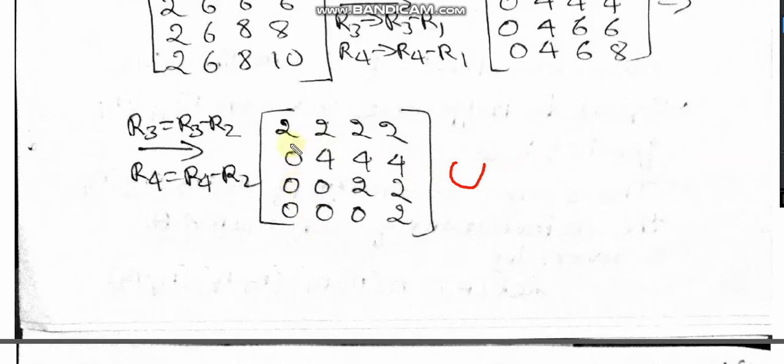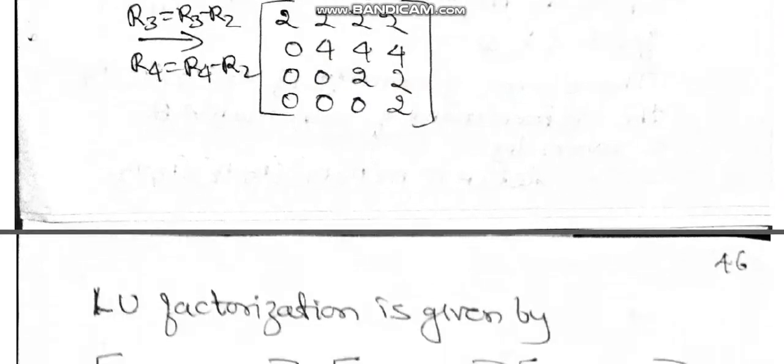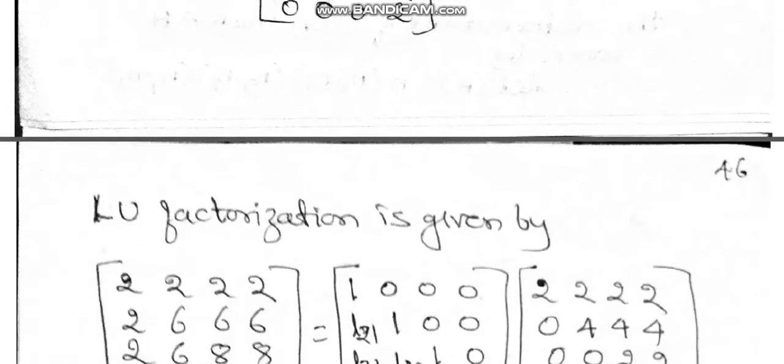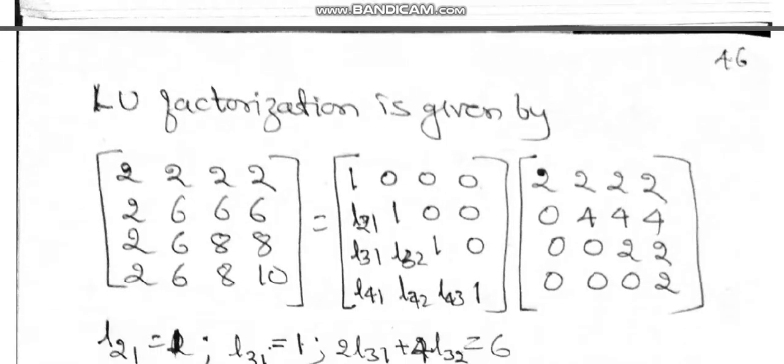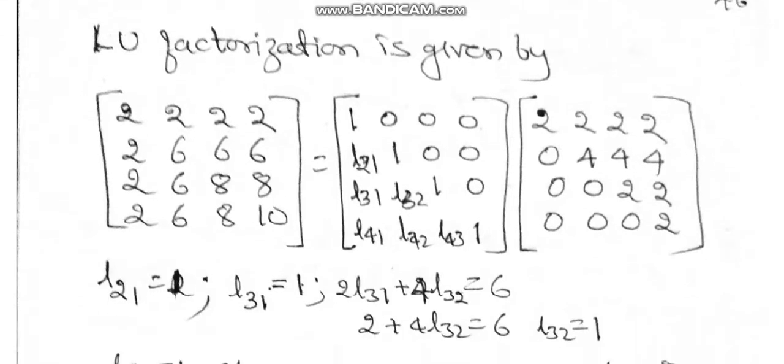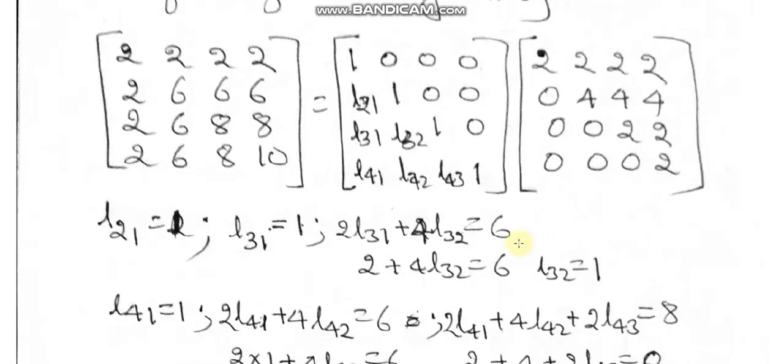So what will be the determinant? 2 into 4, 4 into 2, and into 2. That is 2 into 4, 8, 8 into 2, 16, 16 into 2, 32 will be the value of the determinant. So that will be the easiest method. And if LU factorization is asked, you can do that. If it is not asked, you can leave it. So I have just shown here the LU matrix, same procedure.